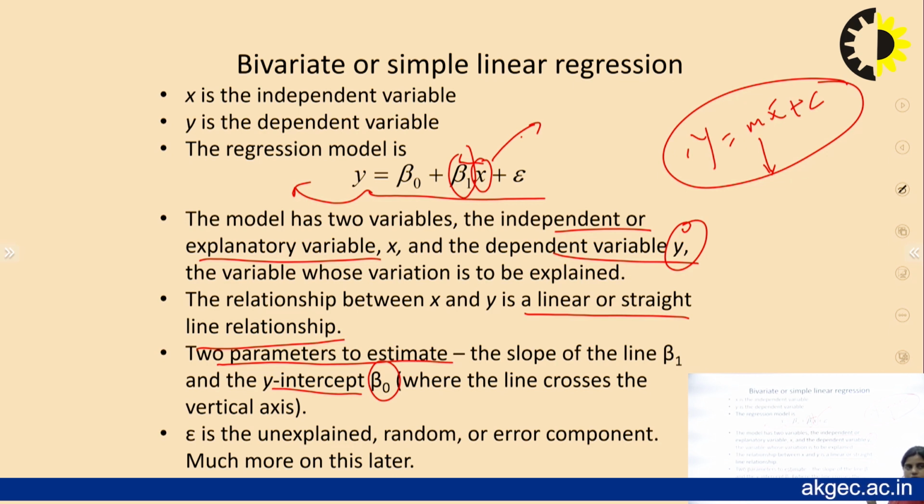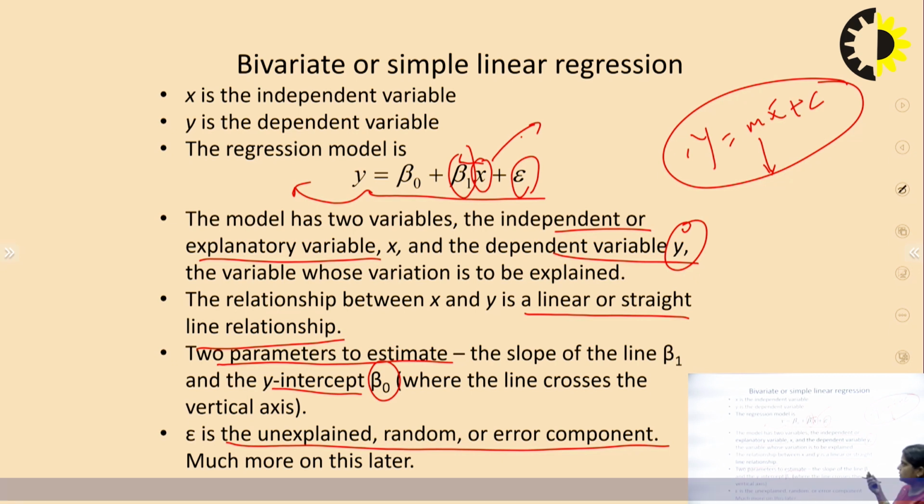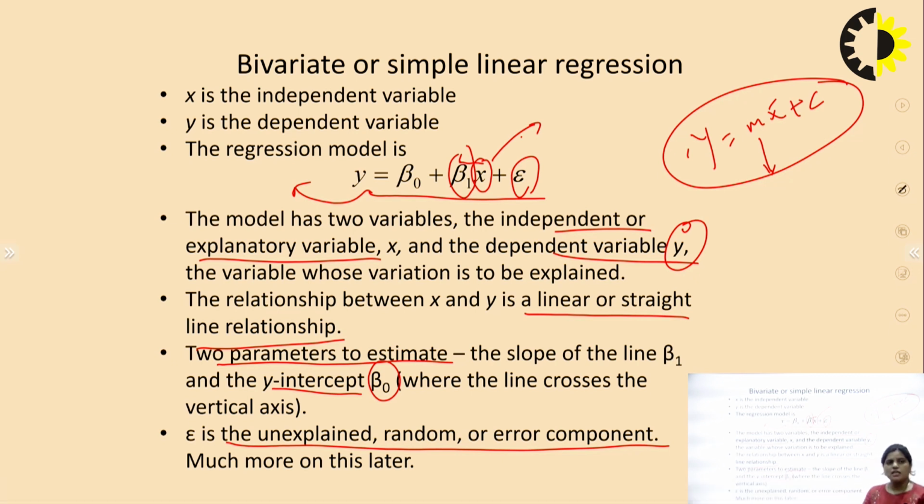The two parameters which we are going to estimate are beta naught and beta 1. One is the slope and the second one is the y intercept. The epsilon is the unexplained random or error component. It is any unexplained or random variable which cannot be predefined earlier, so this value can be explained or defined later on.